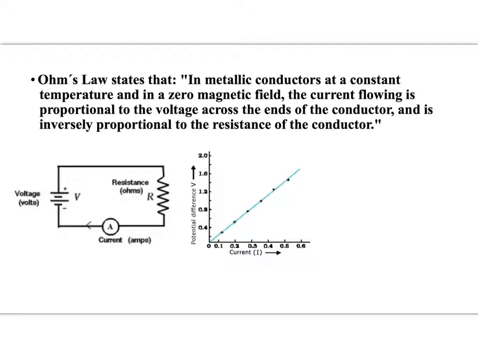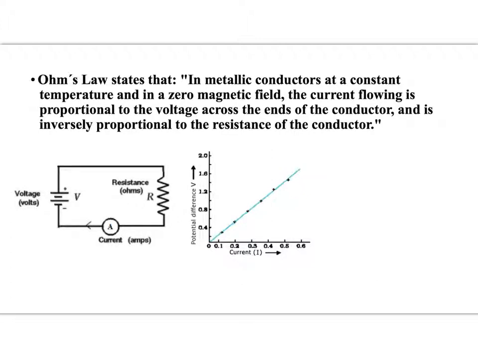Ohm's Law states that in metallic conductors at a constant temperature and in a zero magnetic field, the current flowing is proportional to the voltage across the ends of the conductor and inversely proportional to the resistance of the conductor.